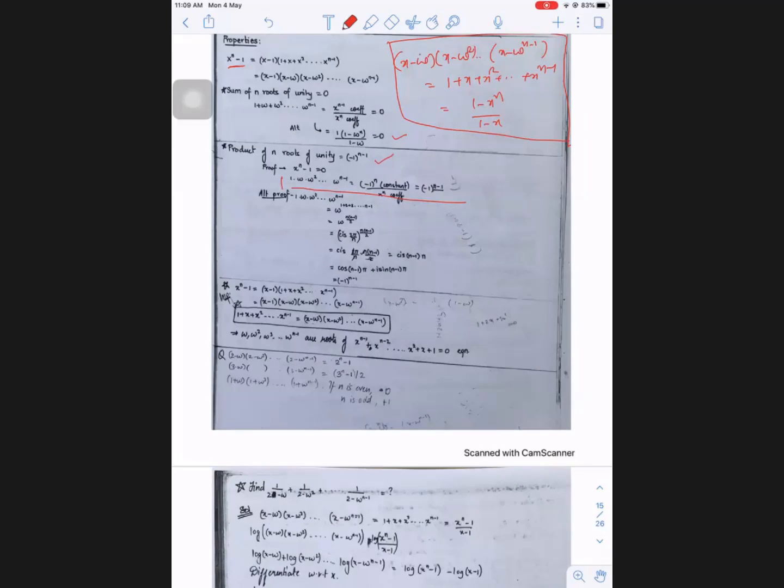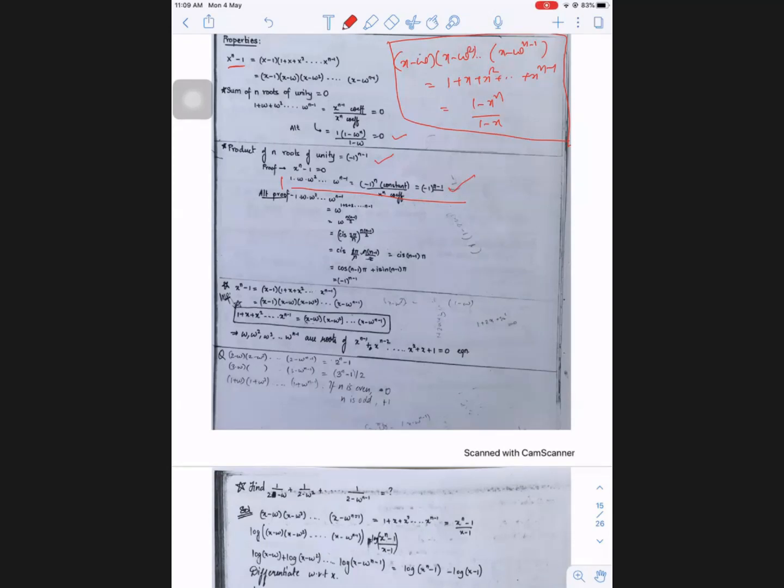We know if n is even, then it is directly the constant term by the x^n coefficient. If n is odd, then minus of that. For example, in a quadratic equation, c by a; in a cubic equation, minus d by a. In the same way, here the product of n roots is (-1)^n into the constant term by the x^n coefficient. That is giving (-1)^(n-1). That is one idea.